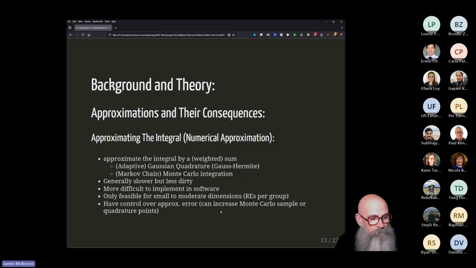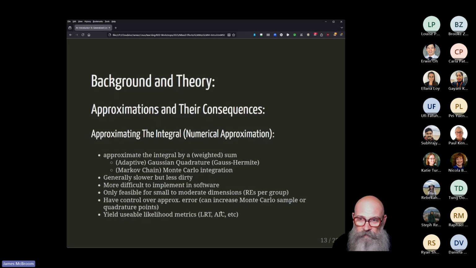Okay. An advantage of these ones is you do have control over the approximation error, so you can increase the Monte Carlo sample size or the number of quadrature points if you suspect your approximation isn't particularly accurate. And probably the biggest bonus or pro to these is they do yield usable likelihood metrics. So you will get likelihoods out that you can use to perform likelihood ratio testing or use to construct Akaike's information criterion and so on.